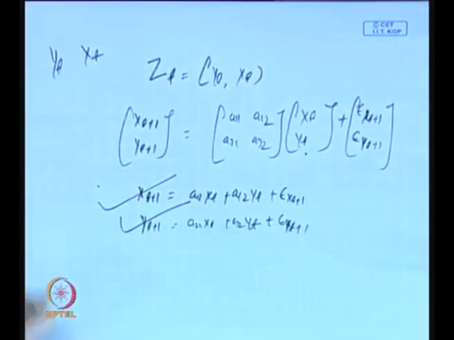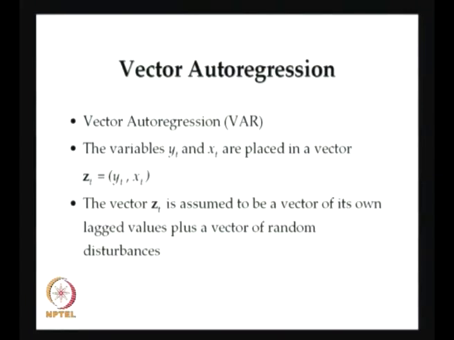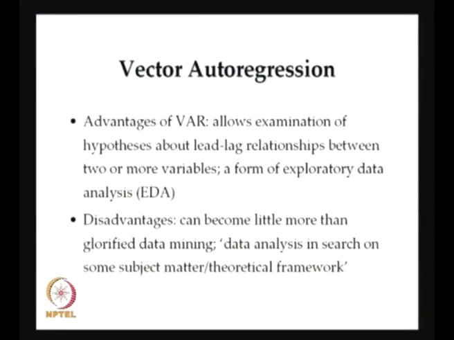This particular structure is called a VAR model. So, the vector is assumed to be a vector of its own lag values plus a vector of random disturbances. That is what the VAR scheme is all about. Okay. The advantage of VAR is that it specifically allows examination of hypotheses about the lead-lag relationship between two or more variables from an exploratory data analysis, EDA.